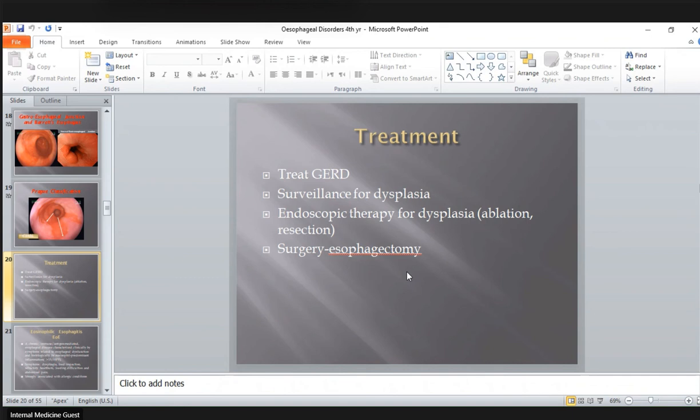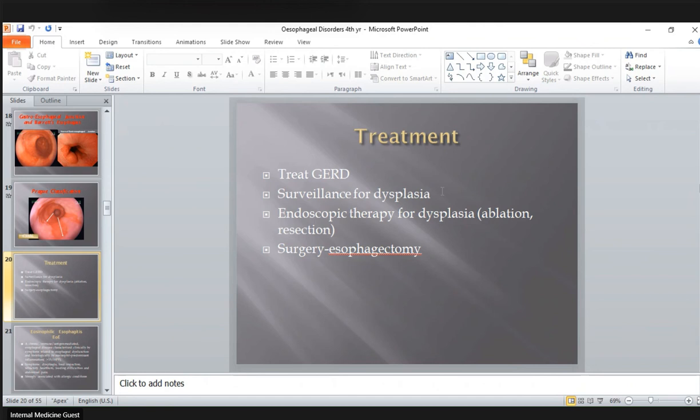How to treat Barrett's esophagus? First of all, it's the result of gastroesophageal reflux disease, so we need to treat gastroesophageal reflux disease. Then, because this epithelium or this lining poses a risk for cancer or adenocarcinoma, we have to keep the patient on a surveillance program for dysplasia.